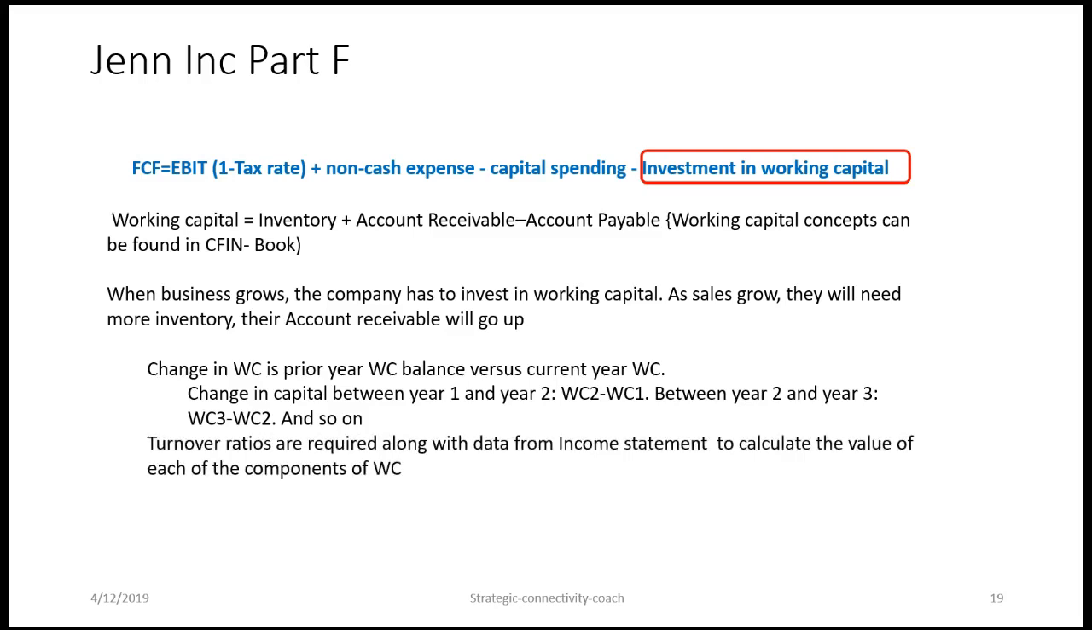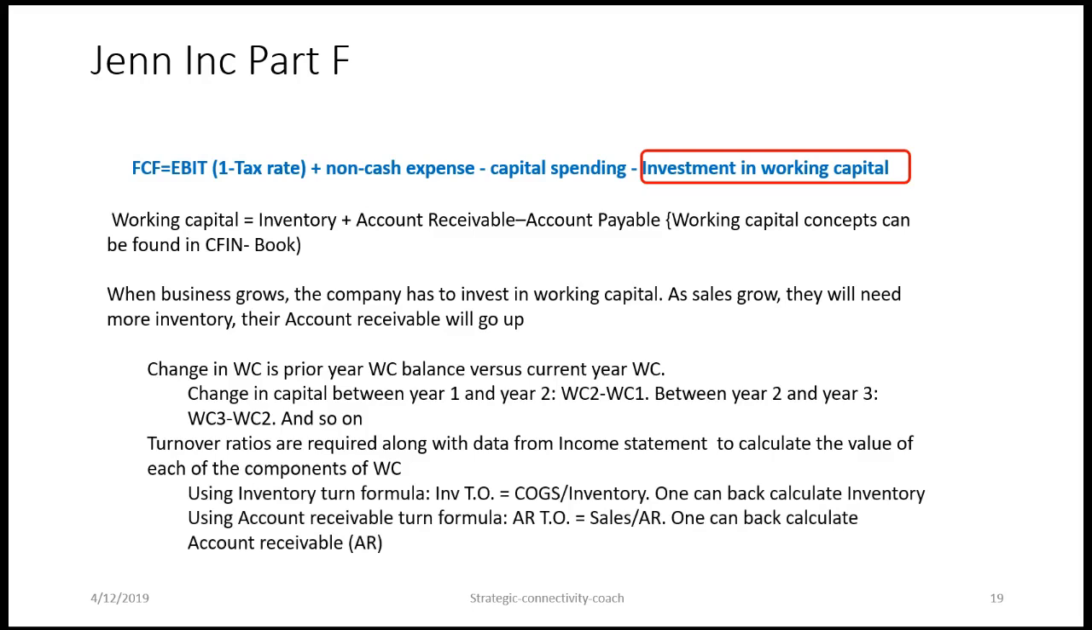Now, in order to calculate what that will be in terms of pro forma forecasting, one can use the ratios that you learned. We covered it in the Gen Inc. Part D, where you looked at the inventory turnover rate, accounts receivable turnover rates, and so on, and that's what you apply over here, and that's what you have done in Gen Inc. Part F.